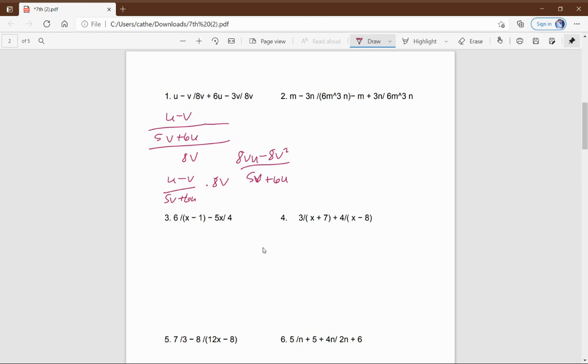Sorry about that. We can simplify this by doing 8vu minus 8v squared. Multiply that by 5v plus 6u.